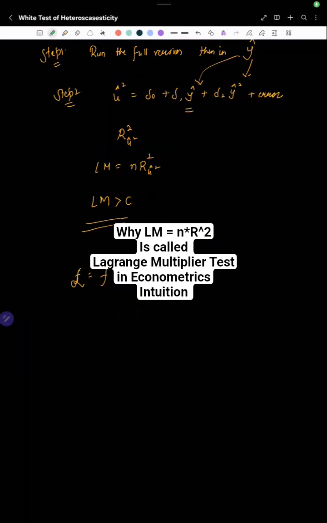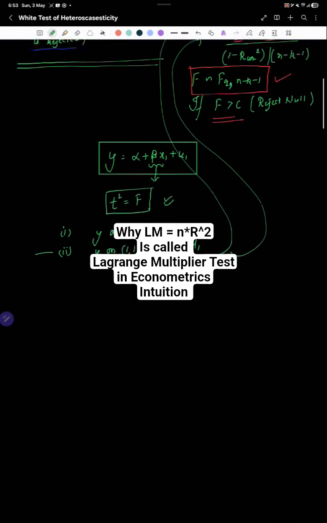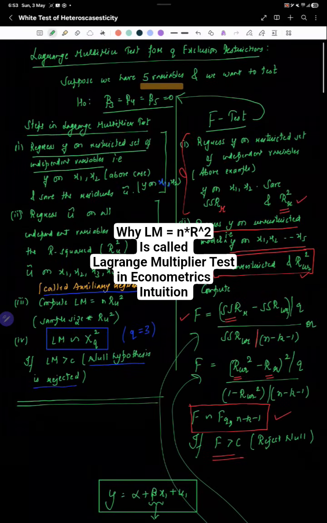Okay, students, you may be wondering why these tests are called LM statistics, LM stat, LM test, or Lagrange multiplier test. First, we saw the LM test with respect to joint significance of variables. Suppose we were testing x3, x4, and x5. Then we can run these steps and have this Lagrange multiplier test.